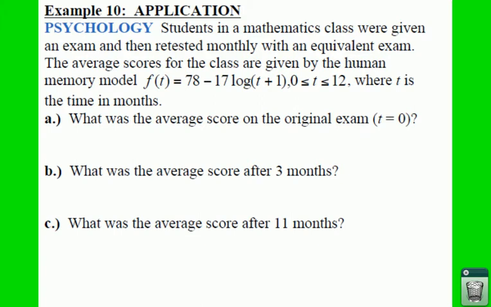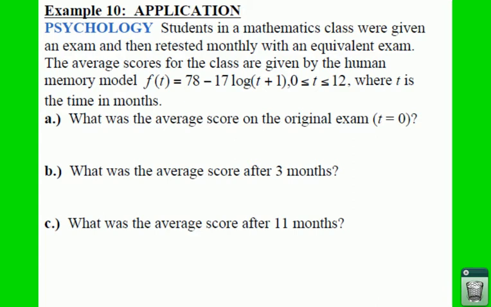Finally, last example. This one is actually kind of interesting. We're talking about psychology, and I know some of you guys are training to be psychics, or maybe psychos. I'm not sure exactly which one, but we'll go with psychics. Some of you guys were given an exam and then retested monthly with almost the exact same exam. Here, your average scores for the class were given by the human memory model.